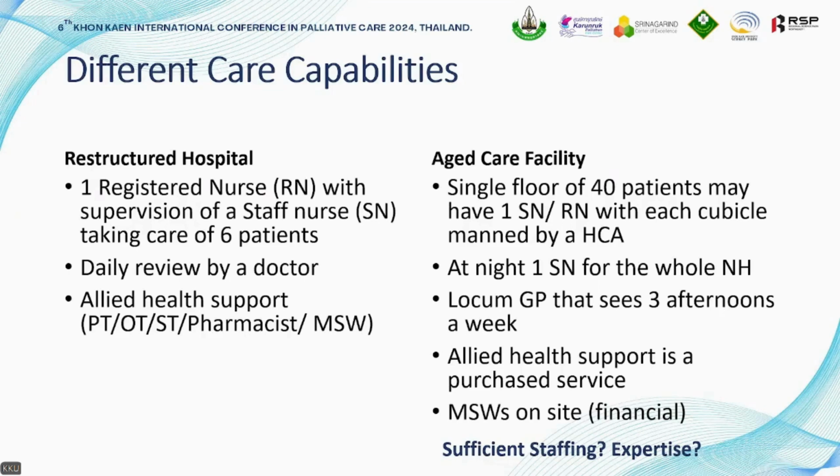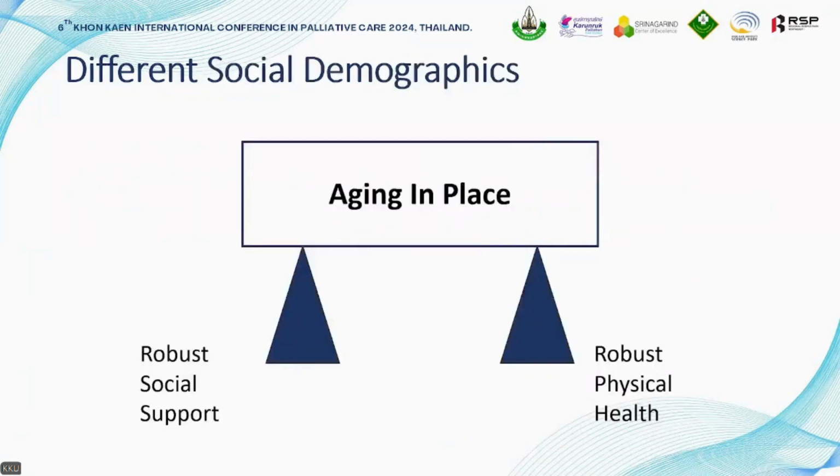Sometimes you have a locum general practitioner, and you don't even have a regular physician to take care of these patients. And most of the allied health is usually support services. Because of this, one of the challenges is to ask ourselves, do the nursing homes have enough staff to even do advanced care planning, right? This is one challenge that we realize also.